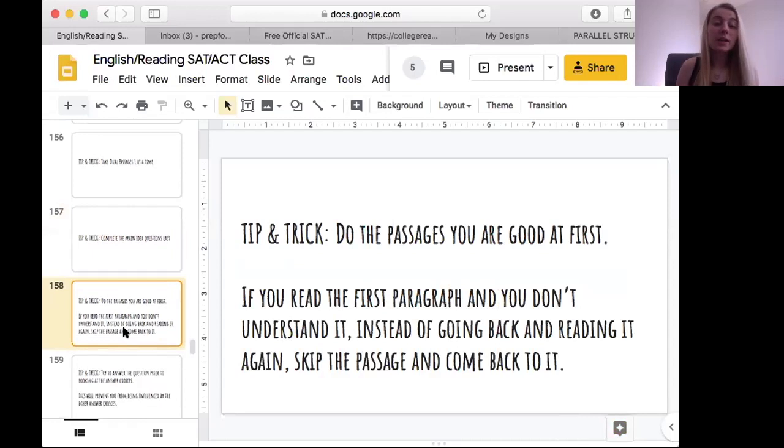All right, so now our next one is a specific tip if you are the type of person that runs out of time. There are 5 passages on the test. Most students only get through 4 out of the 5 passages. So if that's you and you're rushing through that 4th one trying to get to the 5th passage, don't worry about that 5th passage. We have some tips and tricks for that. But do the passages that you're good at first. The reason why I say that is, let's say you have 5 passages, right?